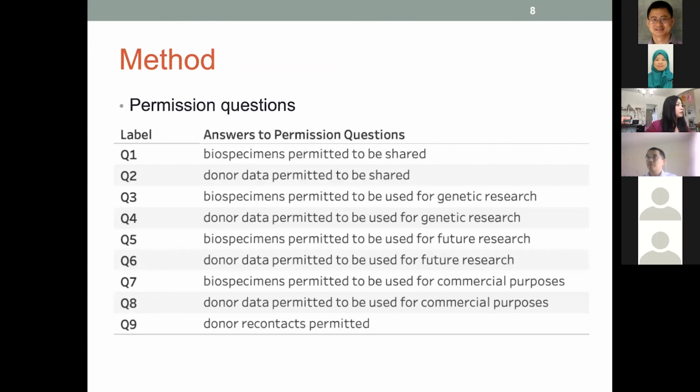So moving on to our method, we first had to determine what permissions to extract. And after some research, we determined these 9 questions are most pertinent to donor biospecimen and data sharing. They broadly cover 4 categories: permissions related to sharing, permissions related to genetic research, permissions related to future research for commercial purposes, and also whether donor recontacts are permitted.